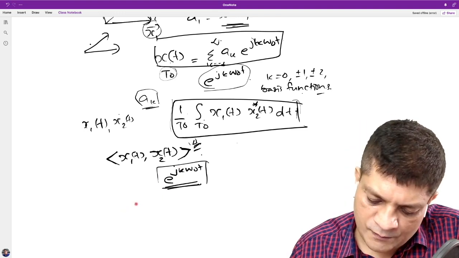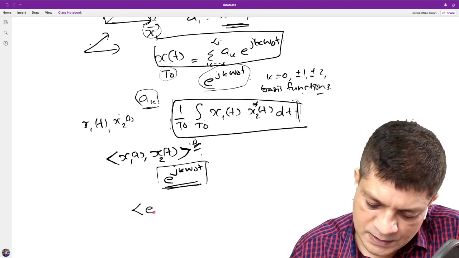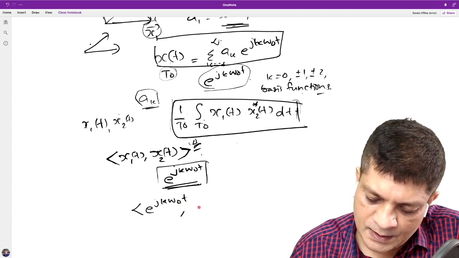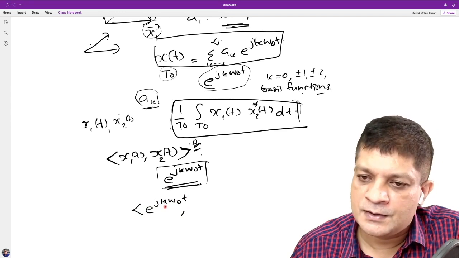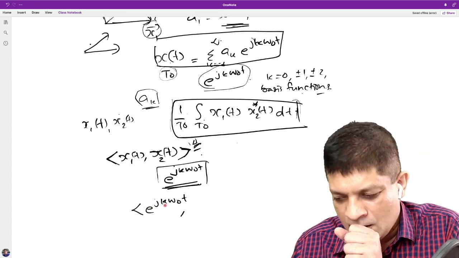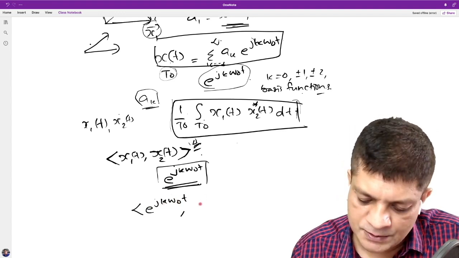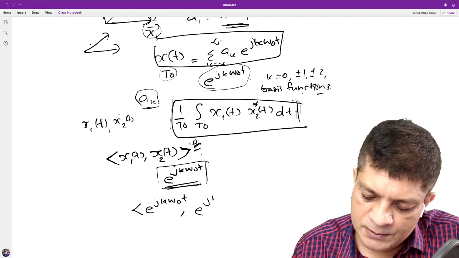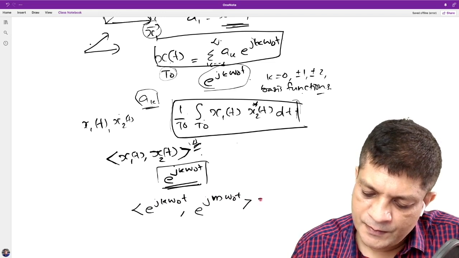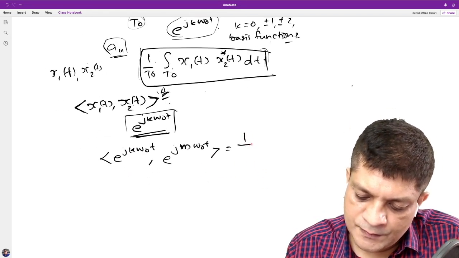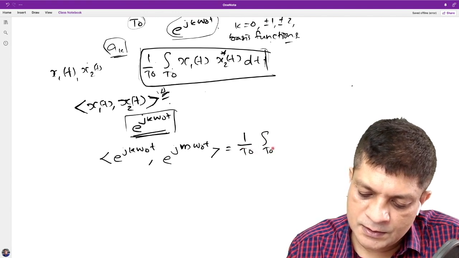Now, if you consider e to the power j k omega naught t, this is the kth harmonic, because the frequency of this complex exponential is k times the fundamental frequency. Now I am considering the kth harmonic and the mth harmonic. What about this integral? It is 1 upon t naught, integration over t naught.